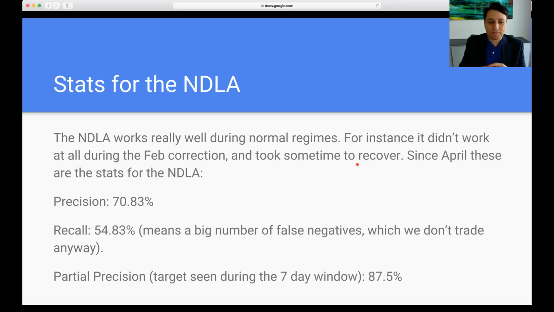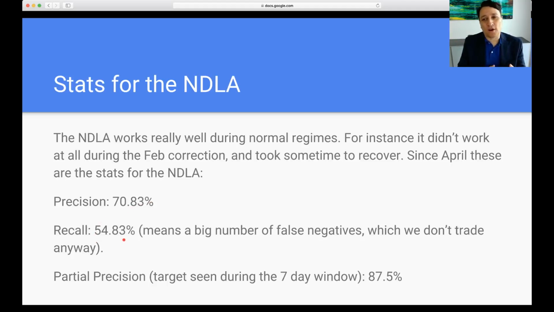But since April, the stats for the NDLA have been this. We have a precision of 70.83%. That's fantastic. That's higher than 30%. So I will take it now. That means that we succeeded with this algorithm. This algorithm actually is very successful. It's helping us identify the 1% moves up. So precision is fantastic. Now look at recall.